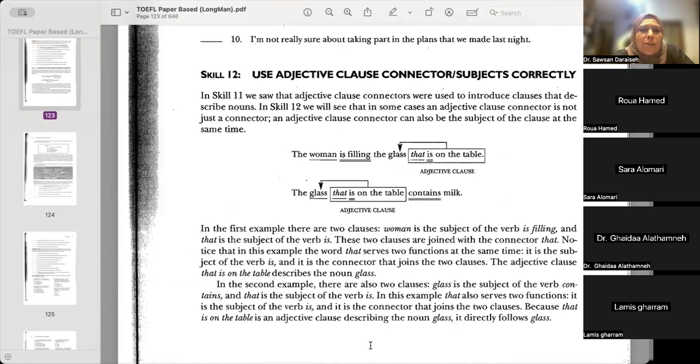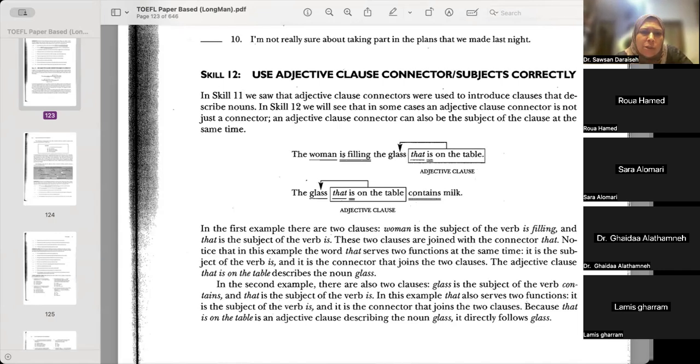All right, skill 12, use adjective clause connector subjects. Why connector subjects? Because there's an adjective clause, okay, but there's a connector, and that connector itself is also the subject. And we want to learn how to do this correctly, okay? Because sometimes we might not do it correctly. We want to learn some examples that have this type of clause in it, so that from these examples, we learn how to use this kind of clause in our sentences, correctly, of course.